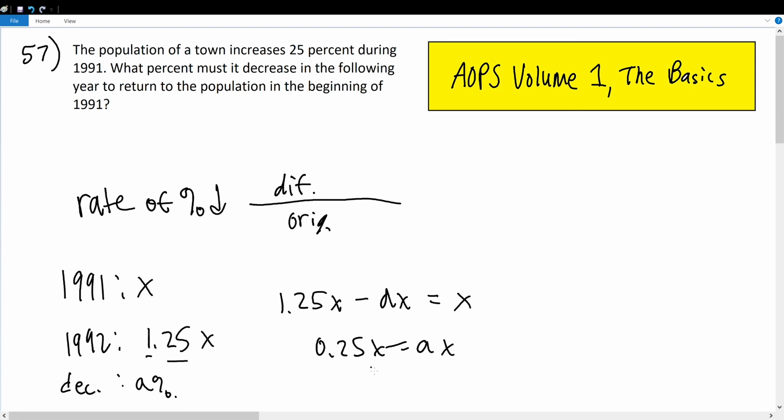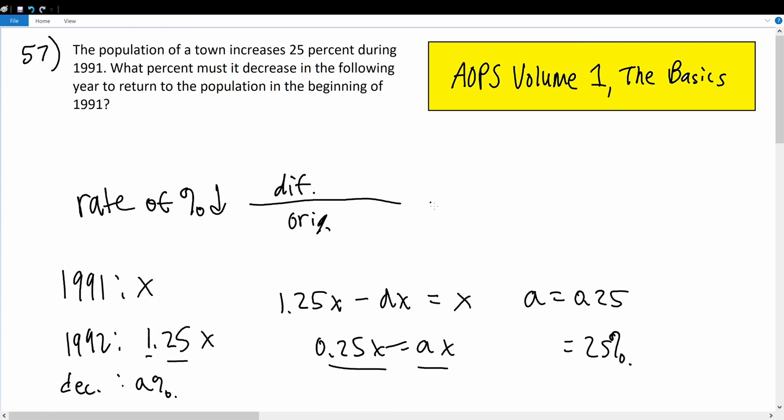And since these two terms are congruent to one another, that means the coefficients must be equal. So A is equal to 0.25, meaning it must decrease by 25%. But we're not done yet, and this is a common mishap that students stop at. We must find the rate of change, percent of decrease.